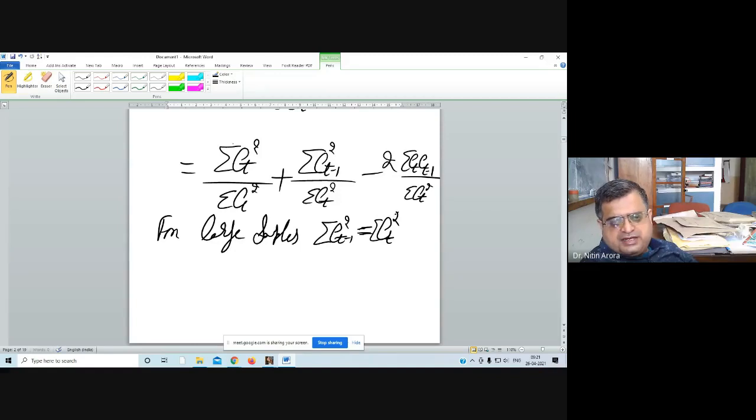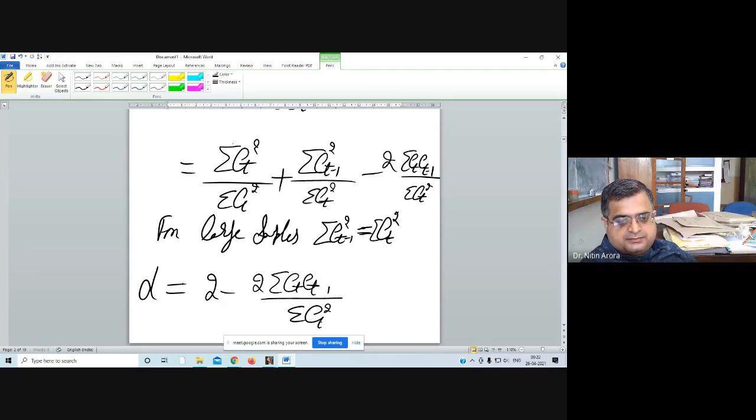Because they are the proxy of variance, and variance is assumed to be constant because of the assumption of absence of heteroscedasticity. So once variance is assumed to be constant, summation Et minus 1 square is equal to summation Et square. So can I treat both of these as equal? Can I write D is equal to, this would be unity, this would also be unity, 1 plus 1, 2, minus 2 summation Et Et minus 1 upon summation Et square?